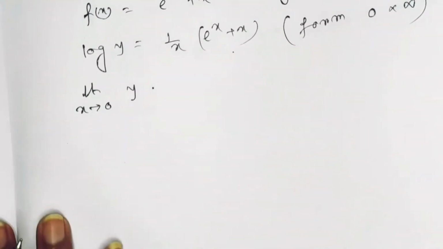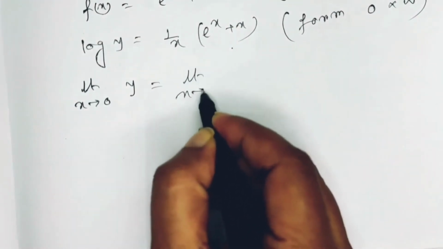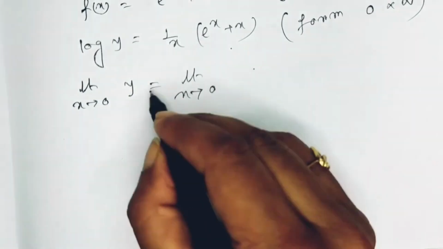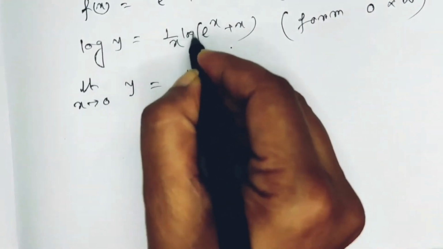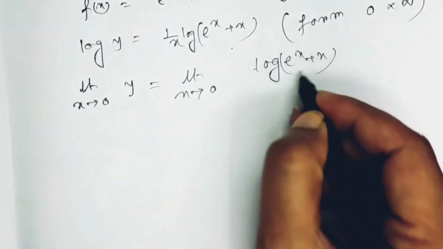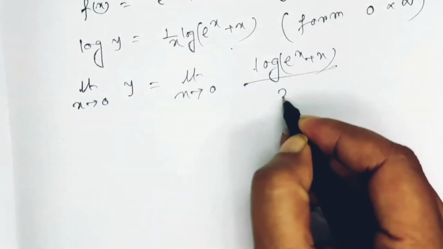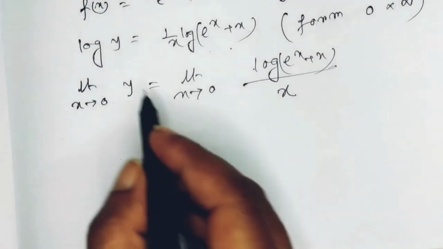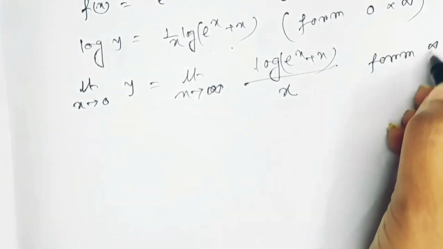So now for this one, if we just substitute, then here it is the limit x tends to 0, and we rewrite as we have taken the log on both sides, so here the log should be substituted, so it is the log of e to the power x plus x divided by 1 by 1 upon x, means it is finally getting as x, and now the limit is given as infinity, so it is in the form of infinity by infinity.